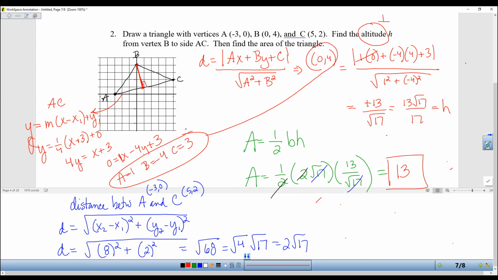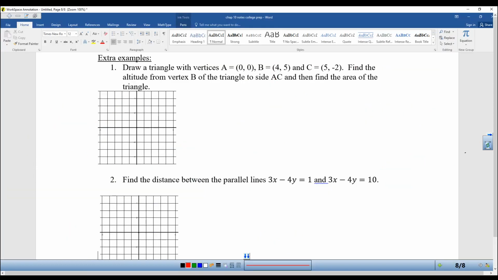So this problem had a ton of steps, and you will probably need to watch this portion of the video more than once because I am not going to do the extra example. When we go back to class, you are more than welcome to do this one in class while I'm sitting right there with you. But the altitude is going to be 33 over the square root of 29, or if you want to rationalize it, 33 square roots of 29 over 29. And then the area is going to be 33 halves, or 16.5.